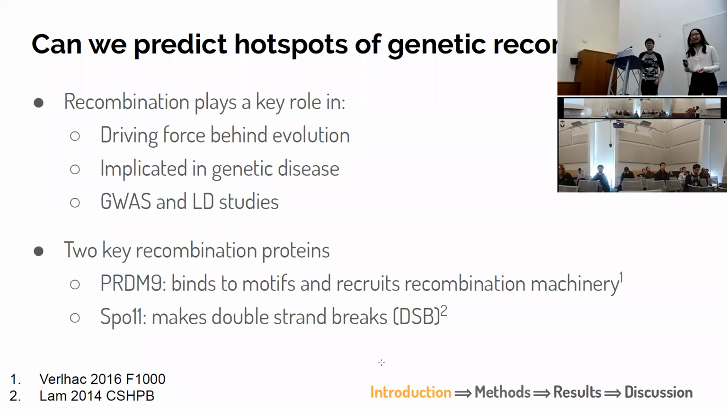So as most of us know, recombination plays a key role in driving evolution. It's implicated in diseases that come from non-homologous recombination and unequal homologous recombination, and it's also a metric used for calculations in GWAS and LD studies.